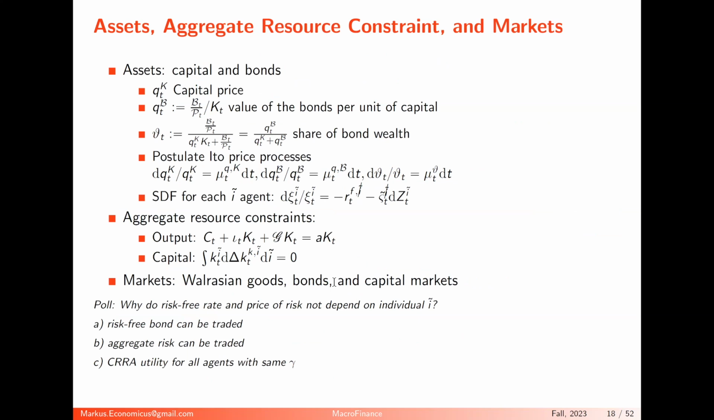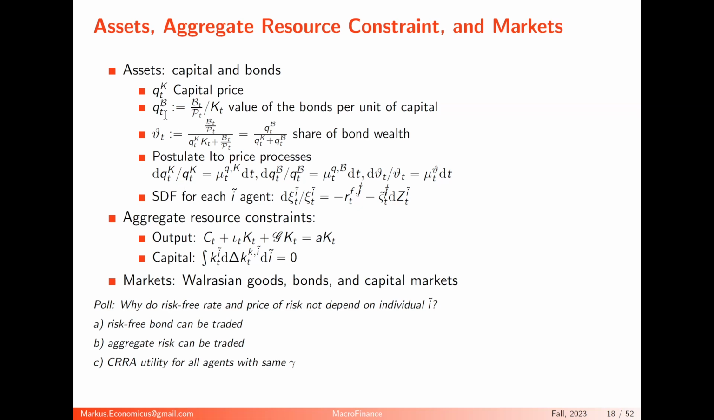Okay, so here's our notation. We now have two asset prices. So far, we only had the price of the capital stock, and sometimes also outside equity, but now with the price of the capital stock, that's this guy here.